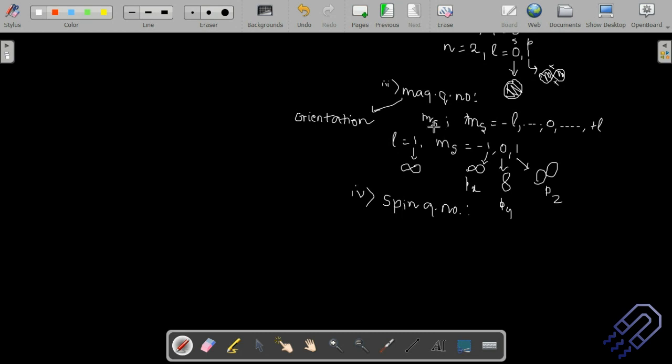Spin quantum number, this is ml, sorry, this is not ms, this is ml. Spin quantum number is denoted as ms, and we know it can be an upspin, plus half, or a downspin, represented as minus half. Upspin plus half, downspin minus half. And this will also represent the quantum number.